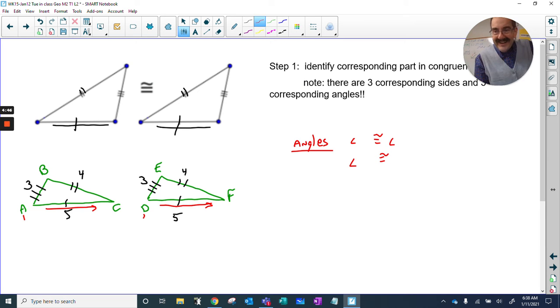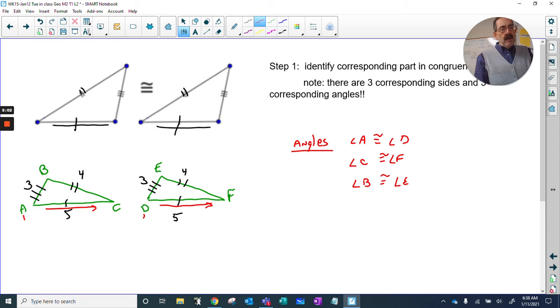Okay, A to D, C to F, and E to B, B to E. B is congruent to E.